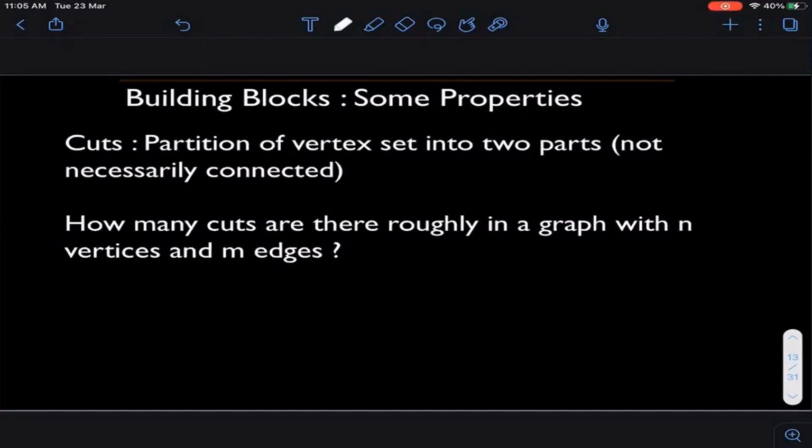Okay, there was 2 to the n minus 1, and I think somebody had said 2 to the n. Let me just write it. It's roughly of the order of 2 to the n. Why is that? Where do I get 2 to the n from?